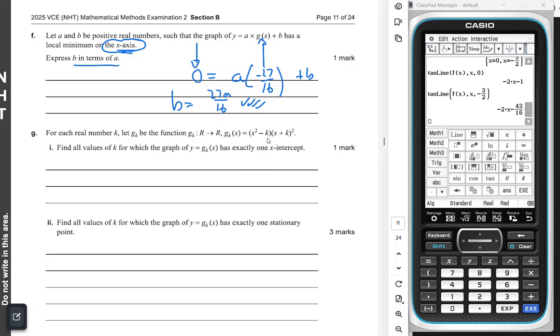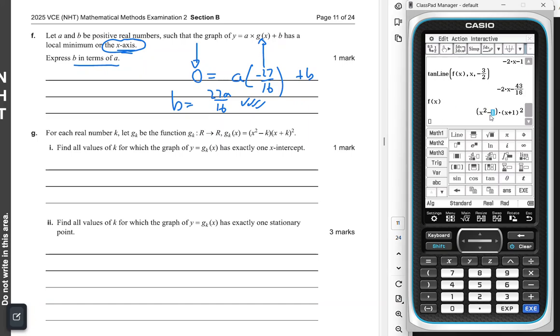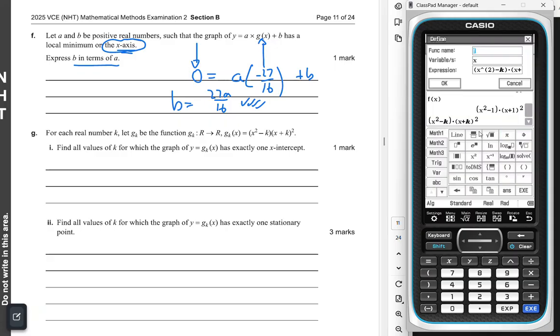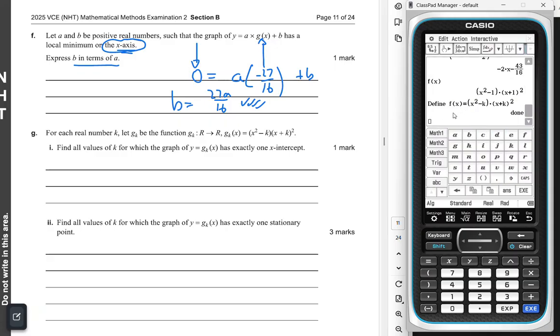For each real number k, if I take f of x and I make that A, I'll put that in a new line, make that K, and make that K, is that correct? And I define that. That's my new f of x, and it's going to be g.